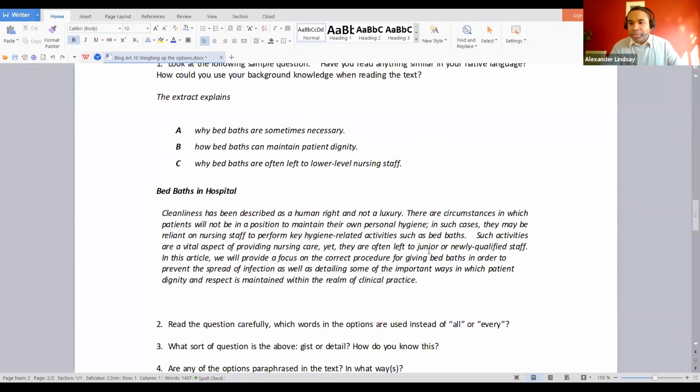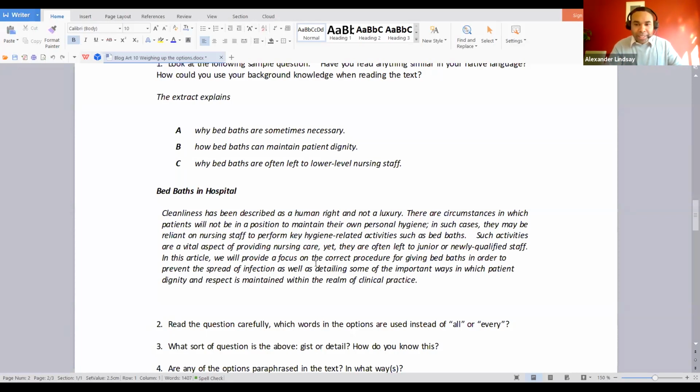Okay, very nice. Nassim saying the same thing. There are circumstances sometimes. Okay. Necessary equals not a luxury. Okay, absolutely. Good. First sentence, yet they are often left. Why bed baths are often left to nursing staff. Interesting. Yeah. I mean, definitely, this is the point, isn't it? C is definitely mentioned, isn't it? Because if you look at it, the extract explains why bed baths are often left to lower level nursing staff.